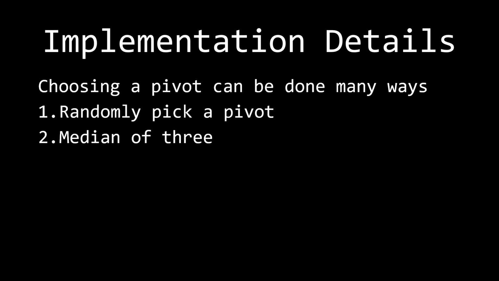And this will basically decrease the probability of choosing a bad pivot whenever you're choosing a pivot. So those are the 2 implementation details that you can look out for, which is basically just choosing a pivot. Okay, so let's write the full code for Quicksort now.